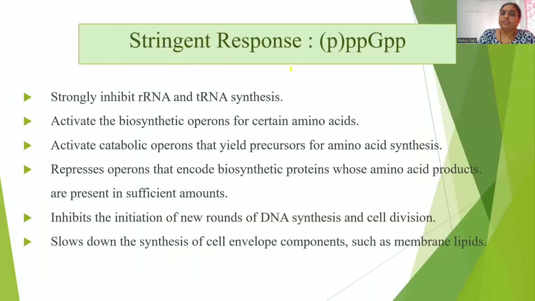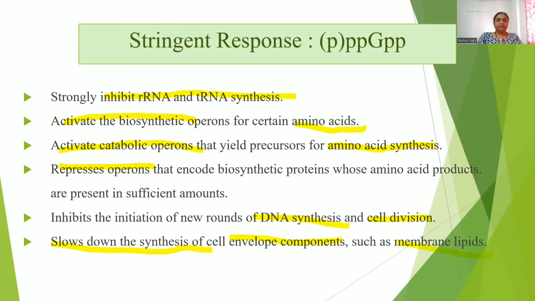Now, when the stringent response starts, there is inhibition of tRNA and rRNA synthesis. There is activation of the biosynthetic operons for the amino acids. There is activation of the catabolite operons for getting the precursors for amino acid synthesis. There is a repression of the operons. There is a repression of DNA synthesis, a repression of cell division, and a slowdown of the synthesis of cell envelope components such as membrane lipids.